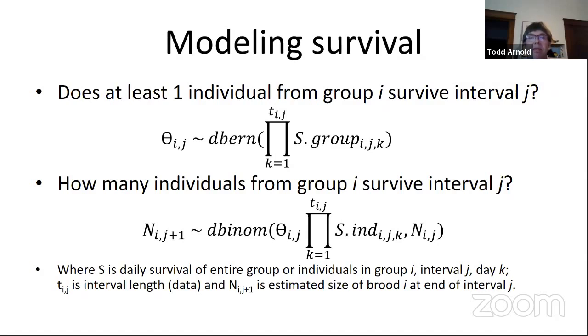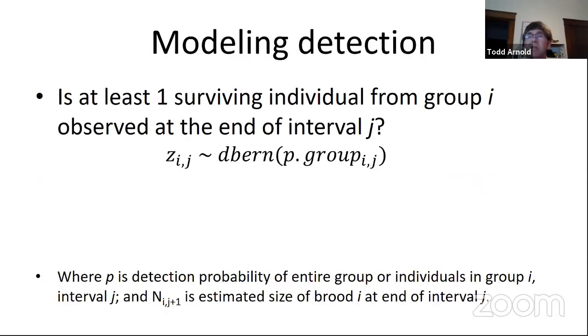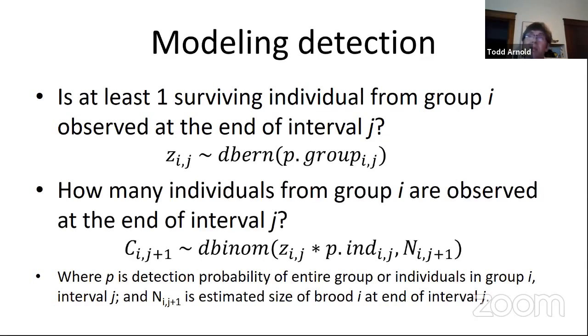And then we want to deal with detection in the same sort of way. We can model, do we see any member of the group and therefore know that somebody is still alive? That can be a Bernoulli probability. This looks just like an occupancy model. And then given that we see at least one member of the brood or one egg in the nest, how many individuals do we see? And again, this looks like an occupancy model with the exception that we have a count of n individuals that we're looking for. And so these are the pieces that we put together.